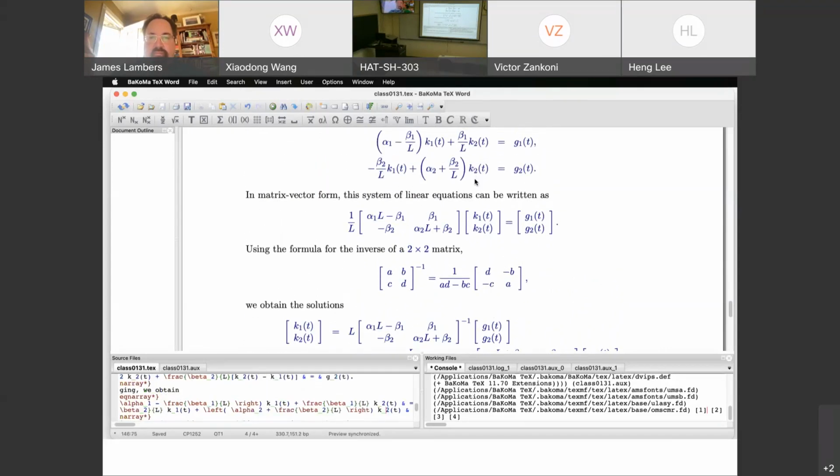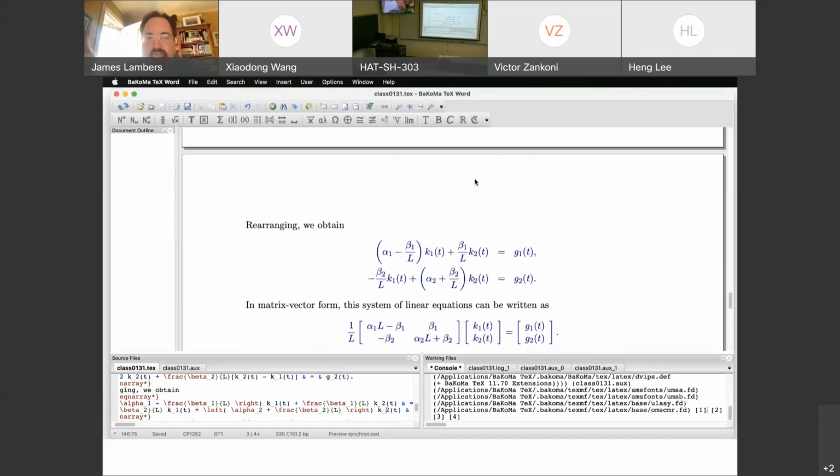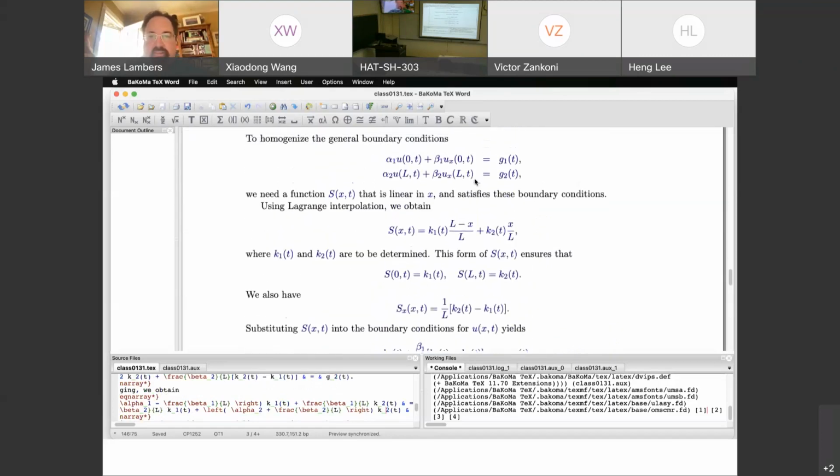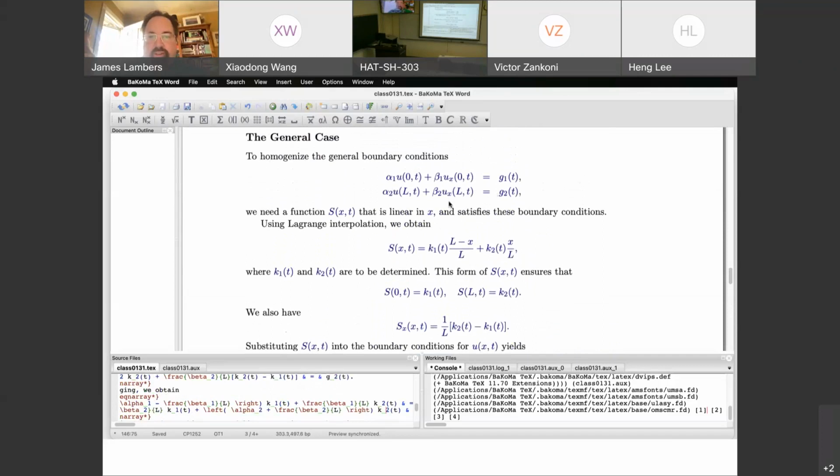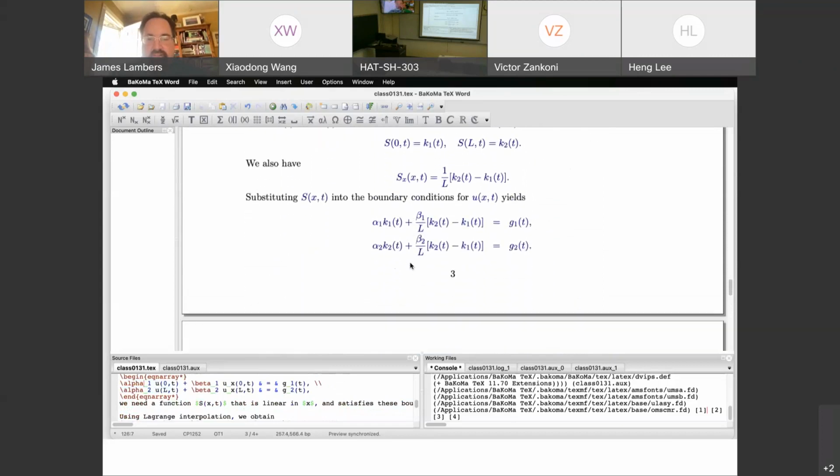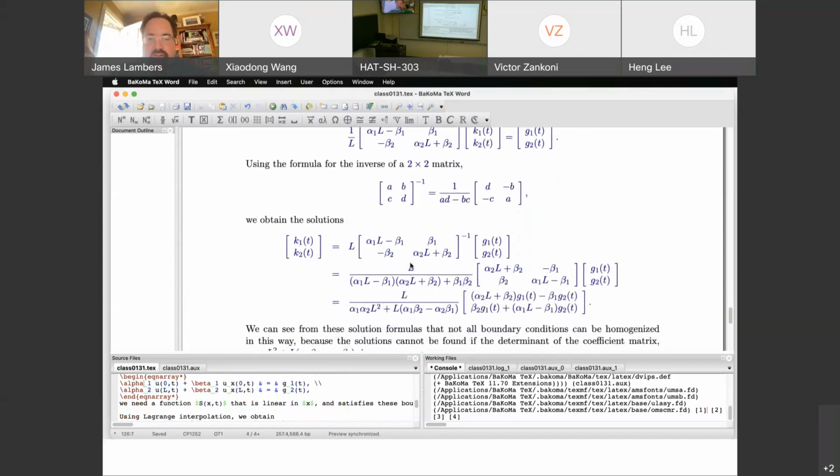Now, there's one important case I should talk about where this idea doesn't work. If you have boundary conditions that specify only the value of du/dx at the boundary points, in other words, you don't have this term or this term, meaning alpha 1 and alpha 2 are both 0, then we have a problem, because if I go to my formulas here for K1 and K2, if I set alpha 1 and alpha 2 both equal to 0, I'm going to get 0 down here.